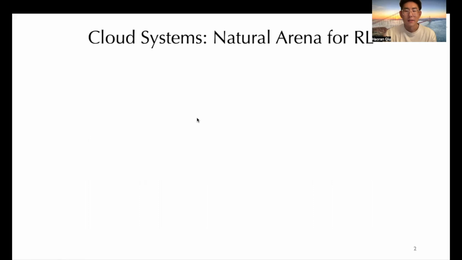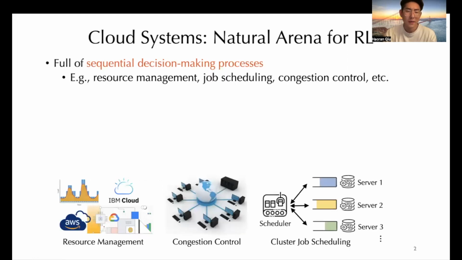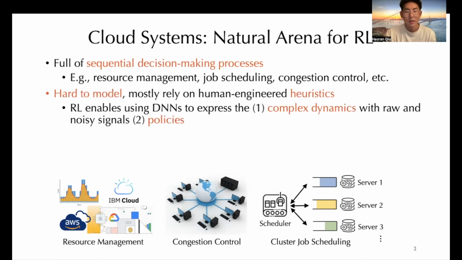Cloud systems are a natural arena for reinforcement learning, or RL, for several reasons. First, they are full of sequential decision-making processes in various cloud system management tasks. Examples include resource management, which is everywhere in computer systems across different layers in the hierarchy, and other examples include job scheduling or congestion control, etc. Such problems are usually well-defined and they have been around for a long time, but yet remain significantly challenging.